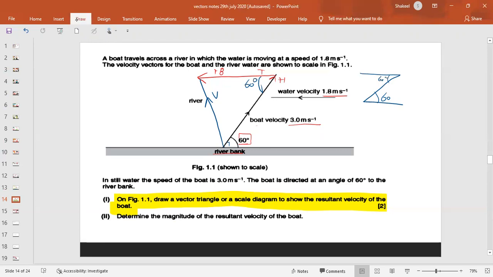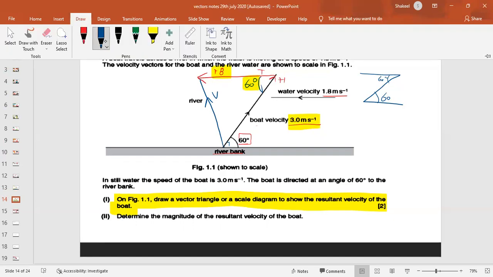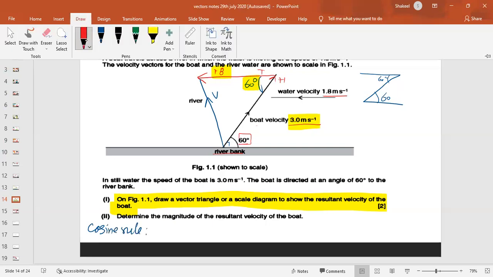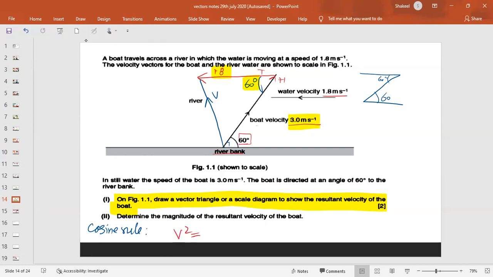So now you have two values, 3 meters per second and 1.8, and the angle between them. So you will use the cosine rule. When you apply the cosine rule on it, it will be v square is 3 square plus 1.8 square minus 2 into 3 into 1.8 into cos 60. So you will be taking its root. So that's how you can find the velocity.